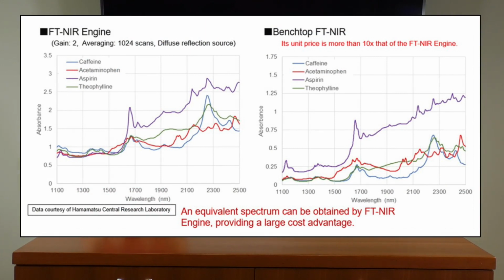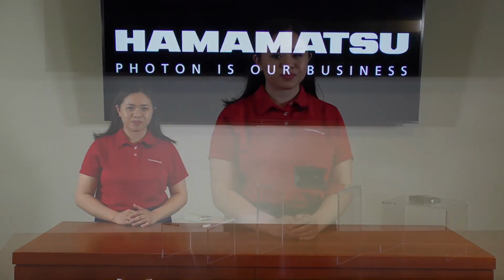When measuring different pharmaceutical compounds, again, it's important to match the spectral range required, whether that's absorption or emission, to that available on your spectrometer. Here we see how the NIR range and resolution available on the FT-NIR engine, when tested in this setup, is capable of providing cost and size advantages compared to benchtop FT-NIR systems for analyzing various pharmaceutical samples.